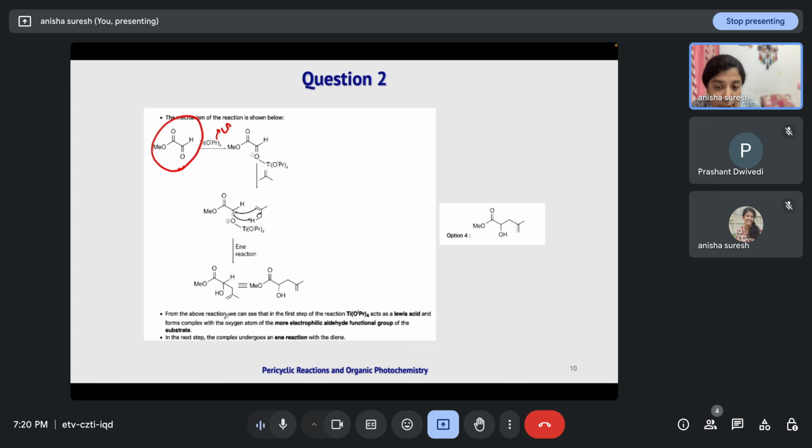Okay, so from the above reaction we can see the first step of the reaction is titanium isopropoxide. It acts as a Lewis acid and forms a complex with the oxygen atom of the more electrophilic aldehyde functional group of the substrate. So this is the enophile in our case, and among this aldehyde and ester, aldehyde is more reactive, so the Lewis acid will be coordinating with the more electron deficient or more electrophilic aldehyde component, resulting in the formation of this complex, and this complex will be reacting with our ene component. So this is the ene reaction that is taking place and it will result in the formation of this as the final product.